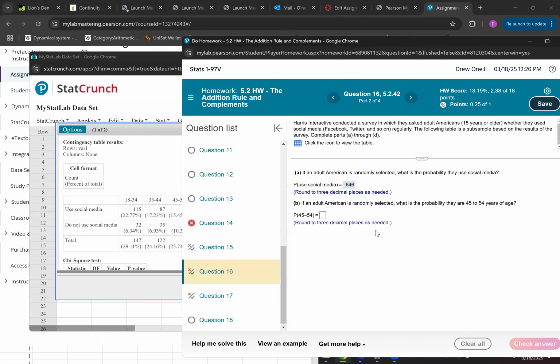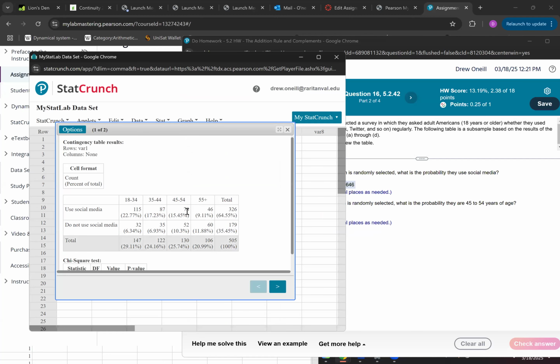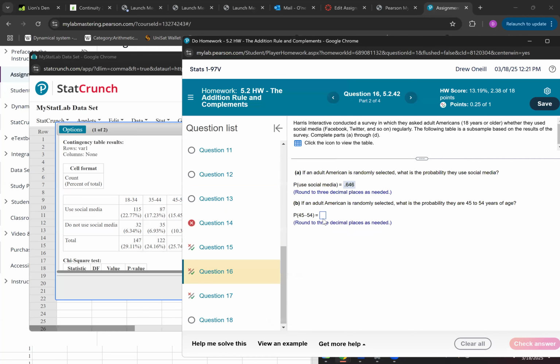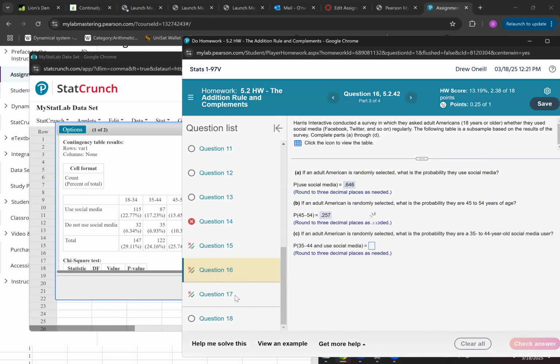entering that as the probability. Okay. If an adult American is randomly selected, what is the probability they are 45 to 54 years of age? Well, right here, you can see it calculated the total number of adults, 130, that are 45 to 54. And since the total number of people in the survey is 505, what Statcrunch does is 130 divided by 505, which is 25.74%, as a decimal, 0.257. Okay, and then so on and so forth. I hope that helps for that one.